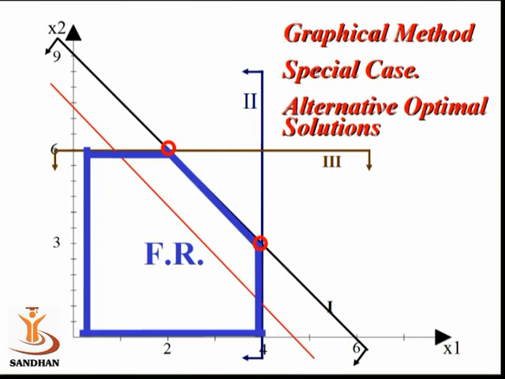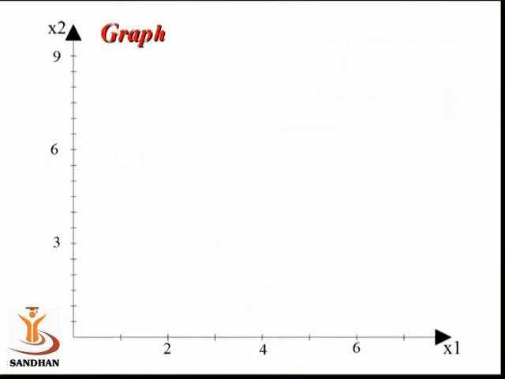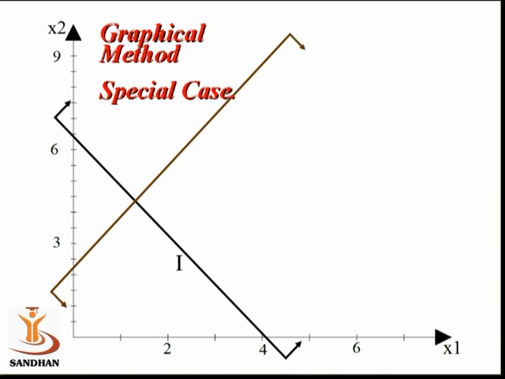That we are going to have an alternative solution, not a unique solution. So in some cases it may happen. Depending on the feasible region, depending on your objective function and isoprofit line, we can have an alternative optimal solution. Let us talk about another case.